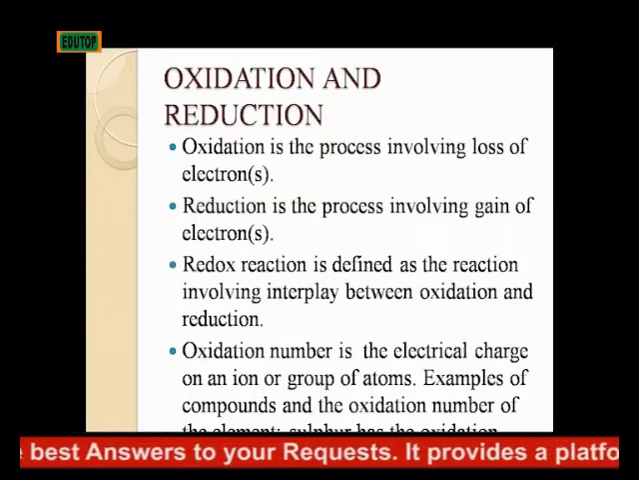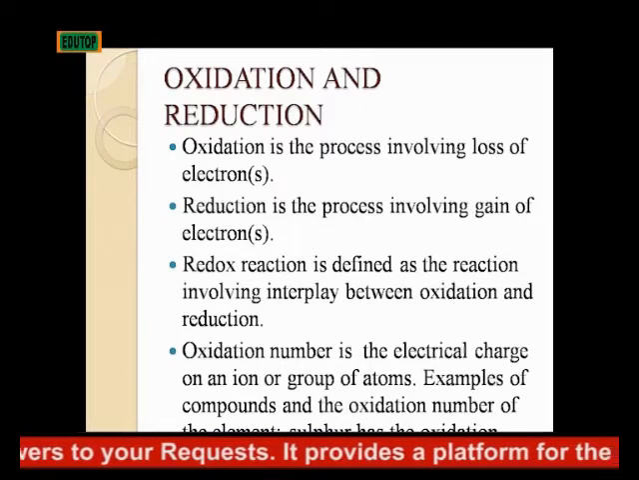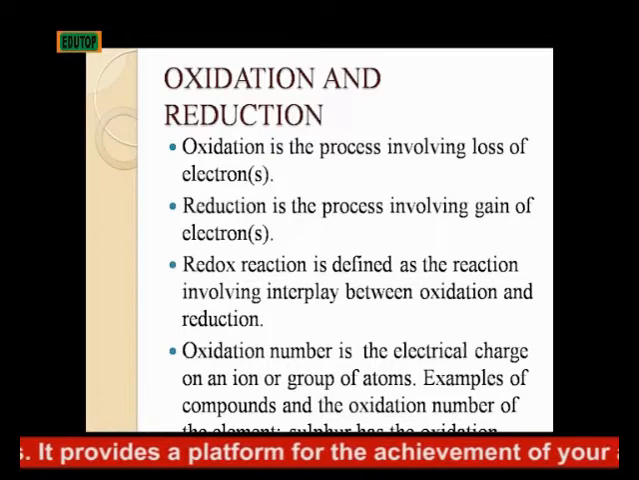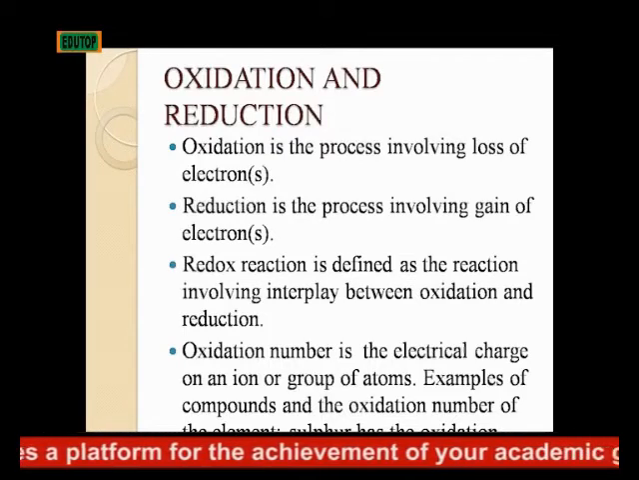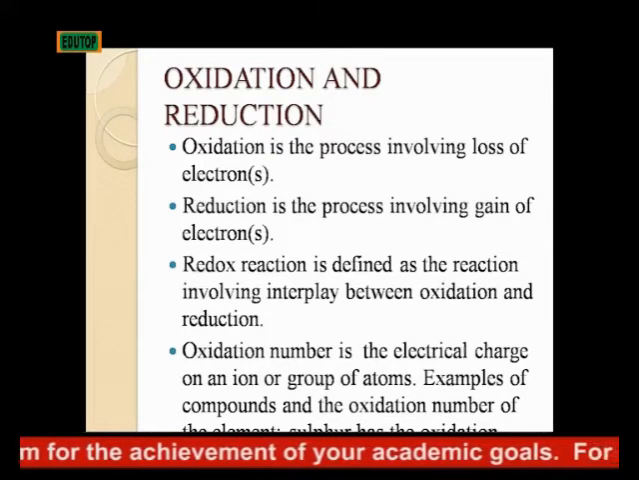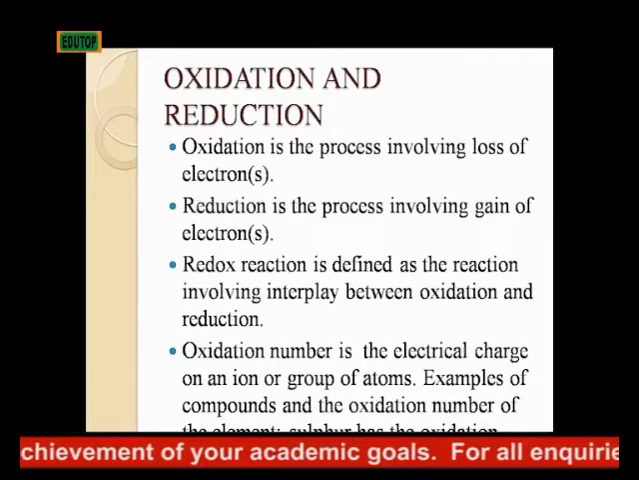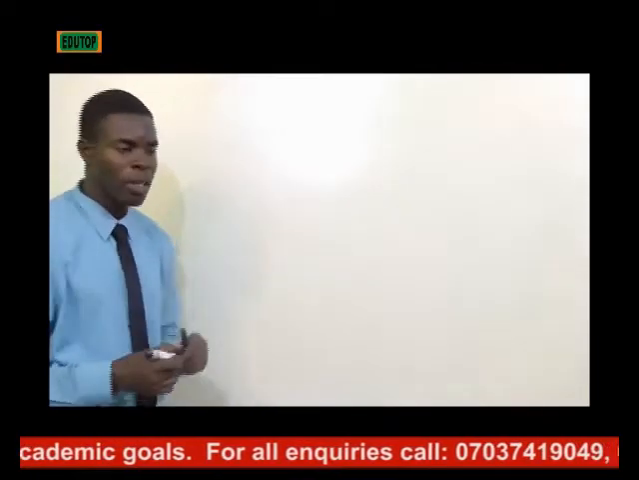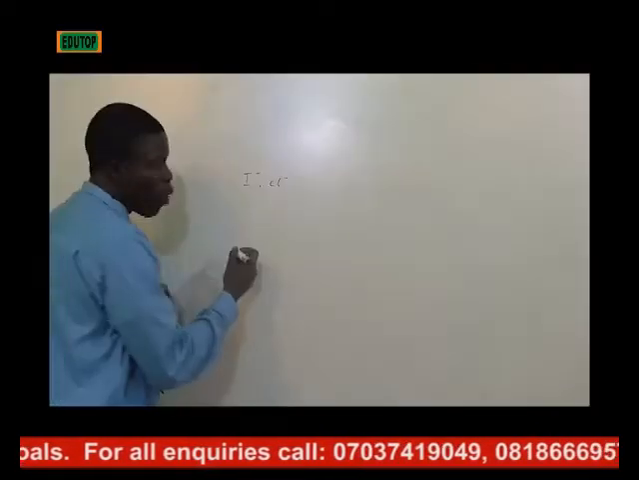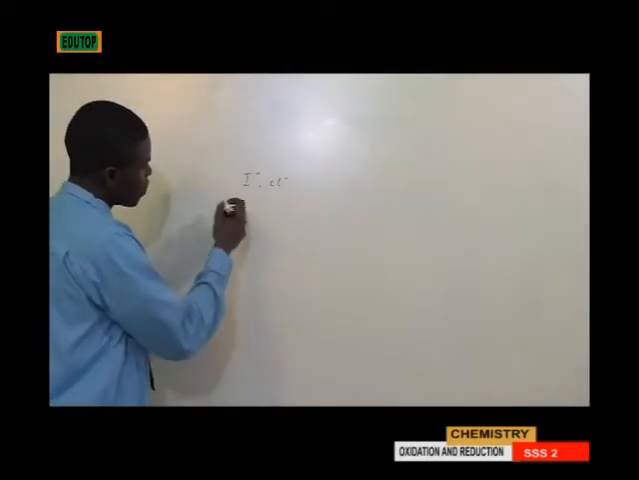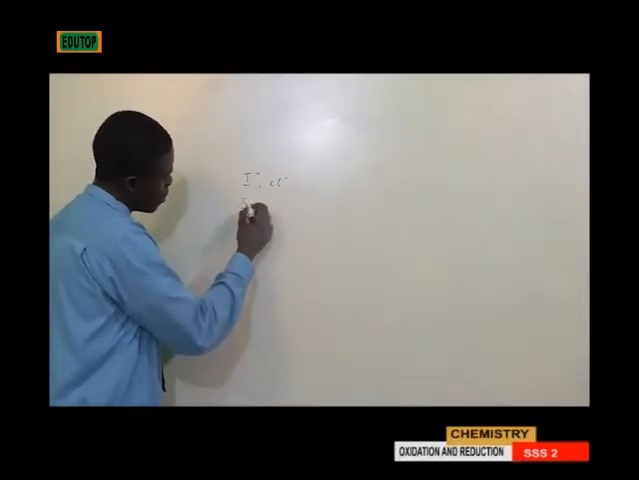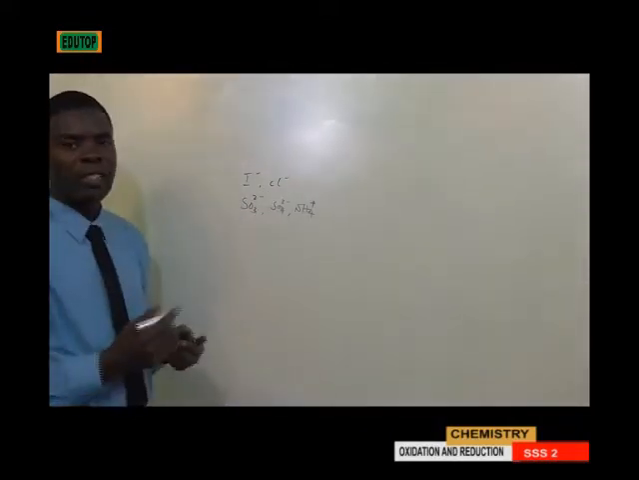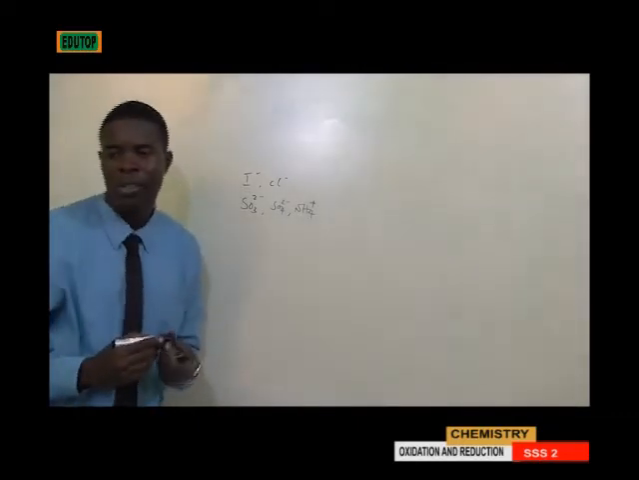A redox reaction is defined as a reaction involving interplay between oxidation and reduction. Oxidation number. What is oxidation number? Oxidation number is the electrical charge on an ion or group of atoms. When it's on an ion, it is of this form. When it is a group of atoms, it is also known as what? Radicals. Such as this. They are known as radicals.